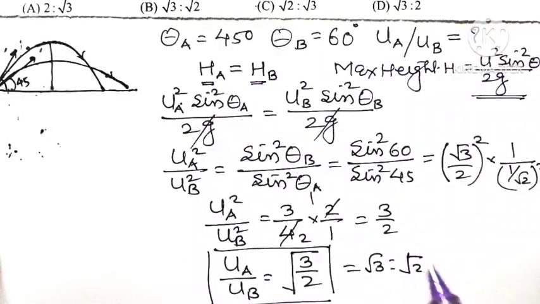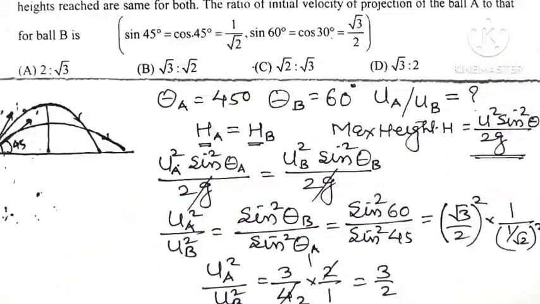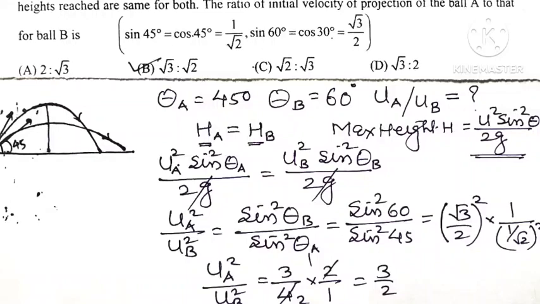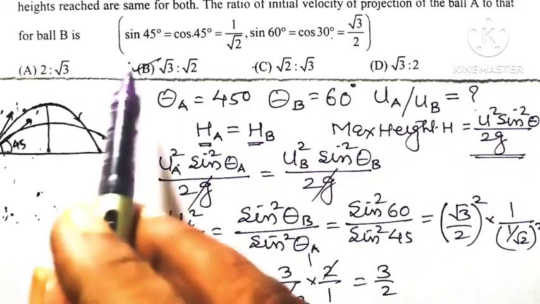So out of the 4 options, which option is correct? Option B, root 3 by root 2. It is the ratio of the velocity of projection of ball A to that of ball B. So the correct option is option B.